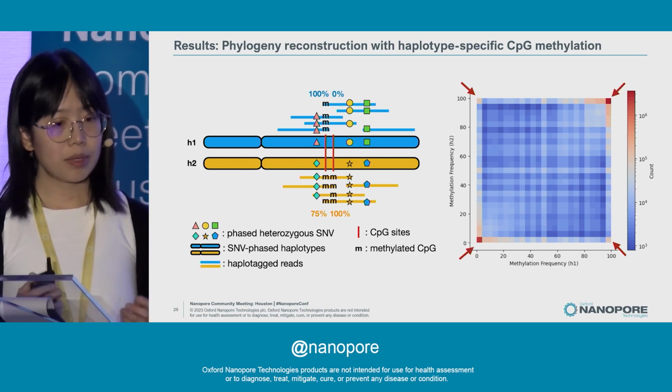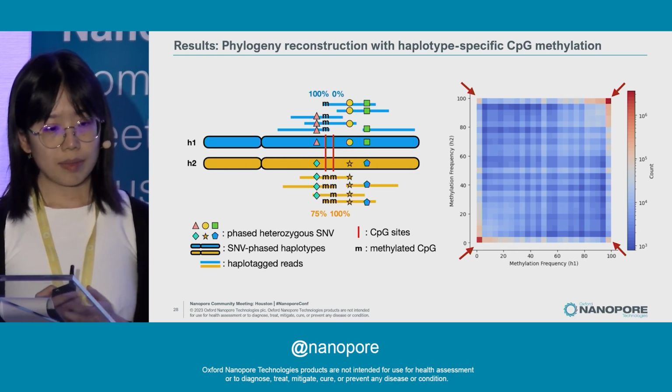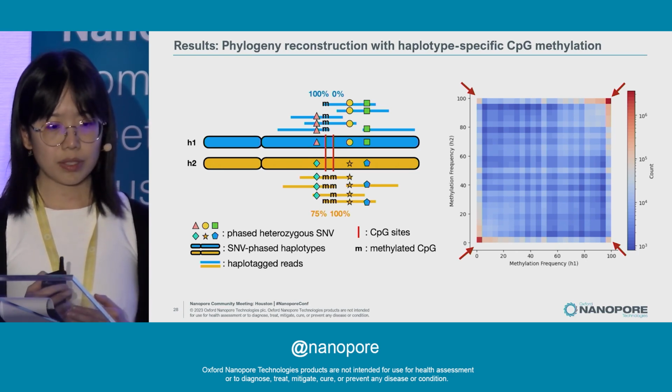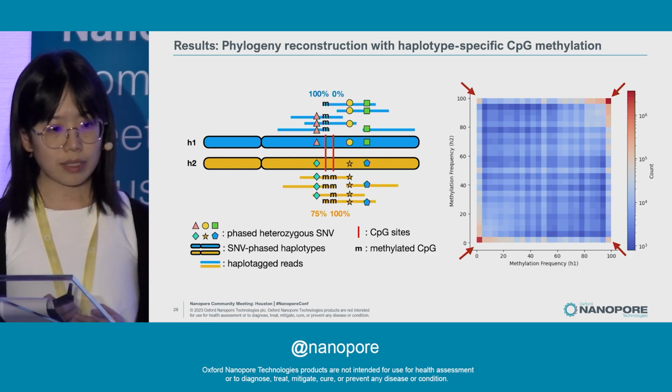For each subline, we retain the CpG sites that fall at the four corners of the heat map for phylogeny reconstruction, as the rest have inconsistent methylation status even within a haplotype, and therefore are more likely due to stochastic noise or error.